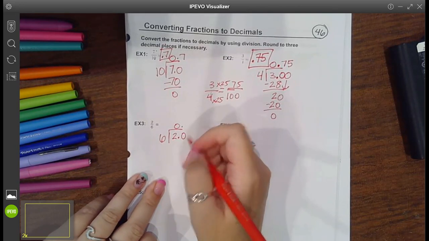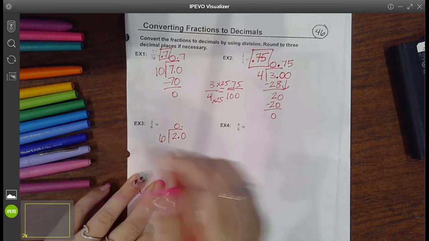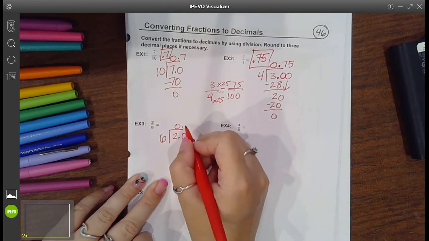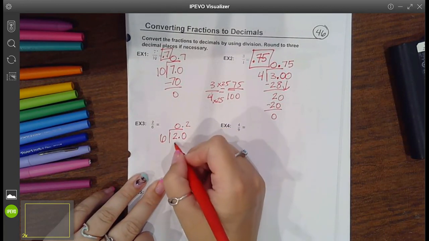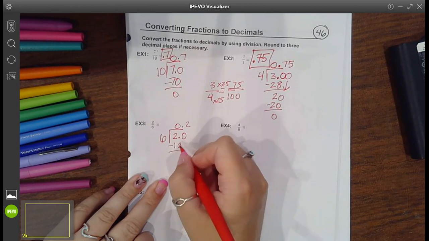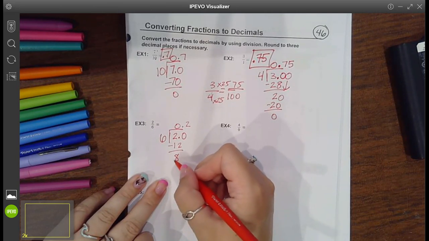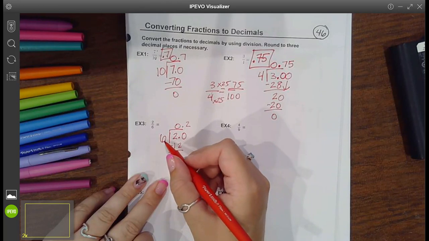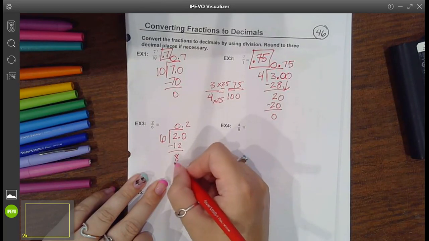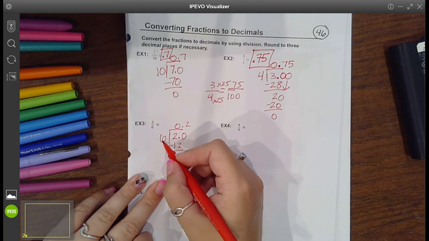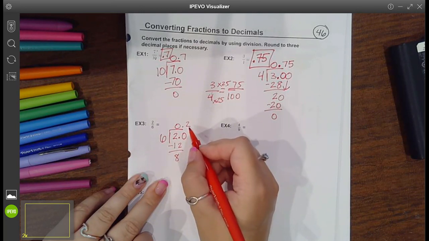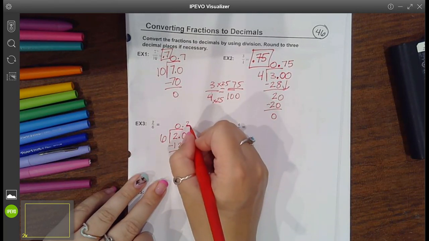Now 6 can go into 20, not twice. Okay, and actually, you know what? I'm going to make this mistake. Okay, 6 times 2 is 12. And when I subtract that, I get 8. You cannot have a remainder that's bigger than what you divided by. If you have a remainder that's bigger than what you divided by, you didn't choose a big enough number. So it's not actually 2, it's 3.